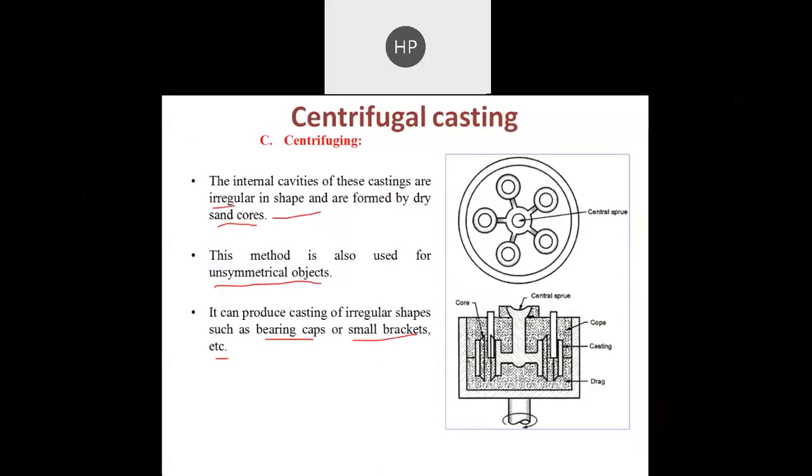So in centrifugal casting, we have discussed three different types of centrifugal casting. First, true centrifugal casting. Second, semi-centrifugal casting. And third, centrifuging. And all these three processes are used for making different kinds of products.